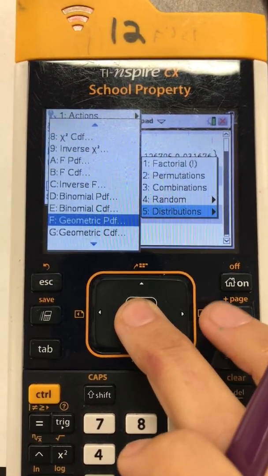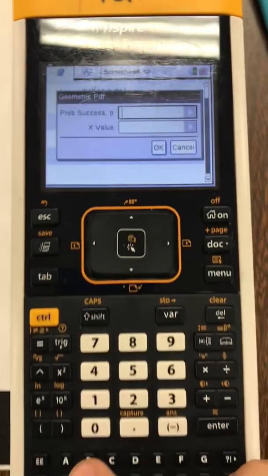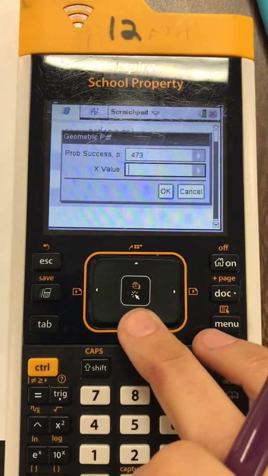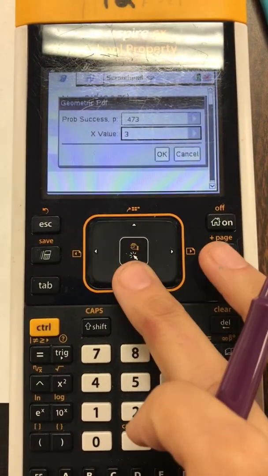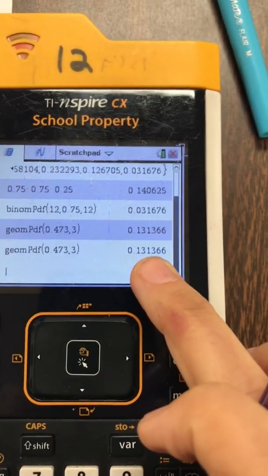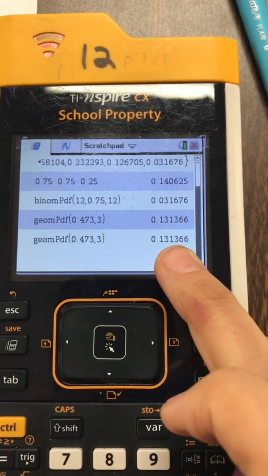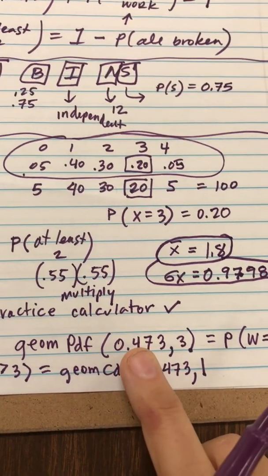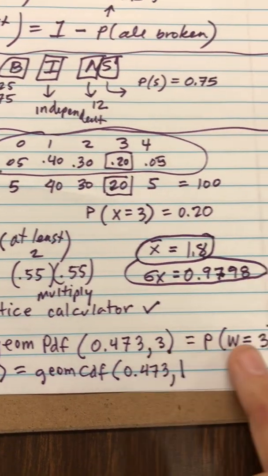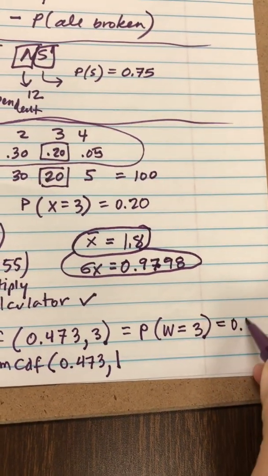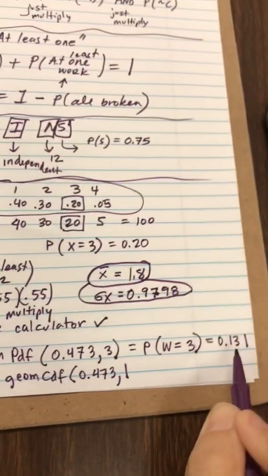This is a geometric PDF because I want to know the probability of success. So he catches his dinner 47.3% of the time, and I want exactly 3. He was successful on the third shot. So that's the amount he got in the book, or when you watch the video. I'd like you just to jot this down: the geometric PDF, the probability of success, and the number of the exact trial. That's what the notation looks like, and we got the answer.